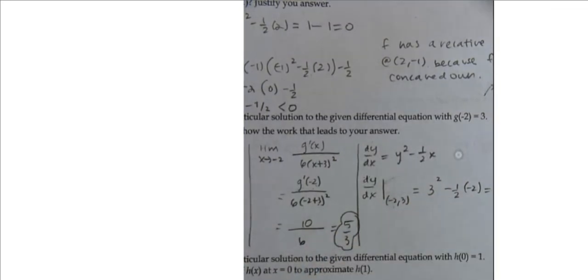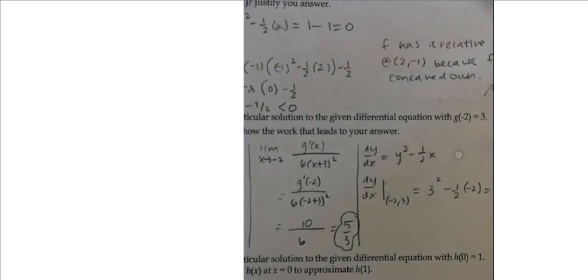But negative 2, if we go over here a little bit, do you see that there's a y in here? Negative 2 is at 3. So instead of just looking at x, we actually have to look at negative 2, 3, which is 3 squared minus 1/2 of negative 2, which is 9 plus 1, which is 10. Sorry, keeps going off the screen. So this is 10, so then we can come back here and write 10, reduce this to 5/3, and we're good.